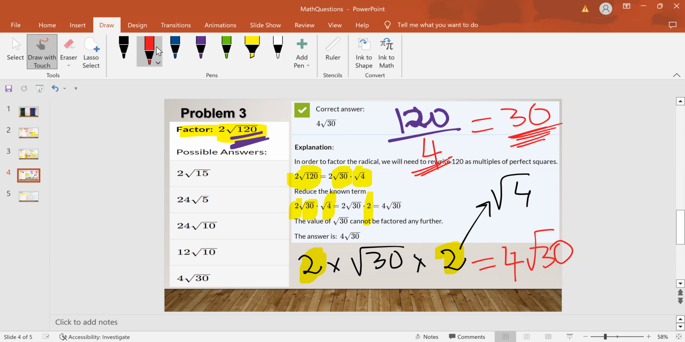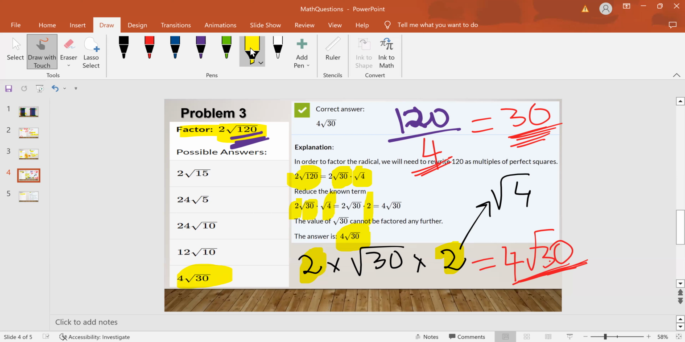The thing is this, we say that 30, we cannot break it down, because if you break it down, it's still going to be 2 multiplied by 15. 2 is not a perfect square. 15 is not a perfect square, so not helpful. Or you say, oh, you know what? It's going to be 5 multiplied by 6. 5 is not a perfect square. 6 is not a perfect square. So we're going to leave it like this. Therefore, the answer is 4 root of 30, which is the one we have here.